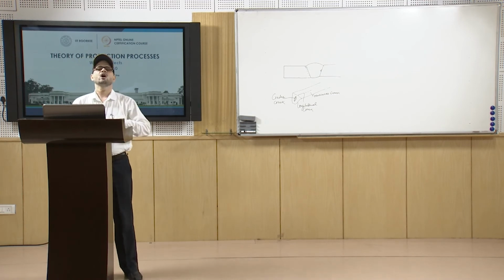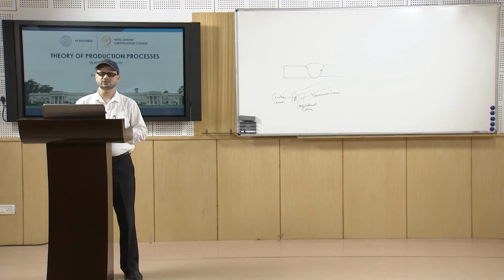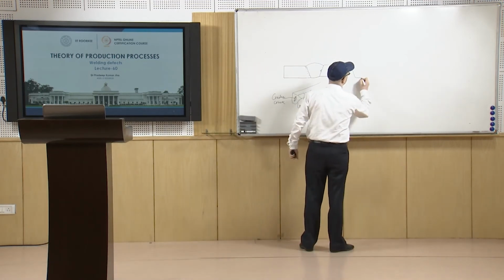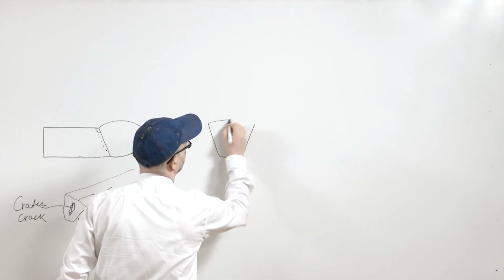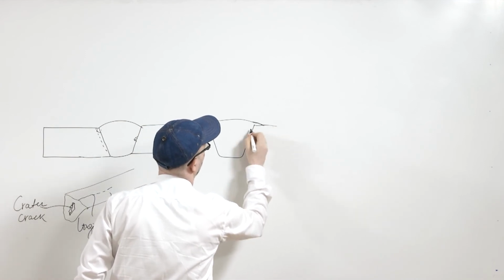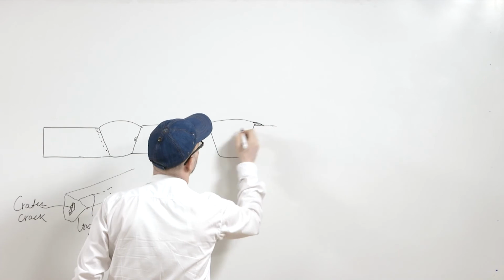Similarly, you have overlap which occurs. In the case of overlap, the weld metal goes to this side, so that will be some overlap. This way this is known as overlap.